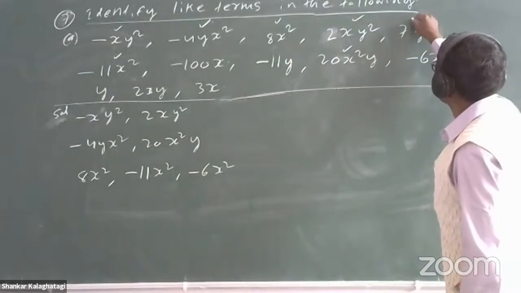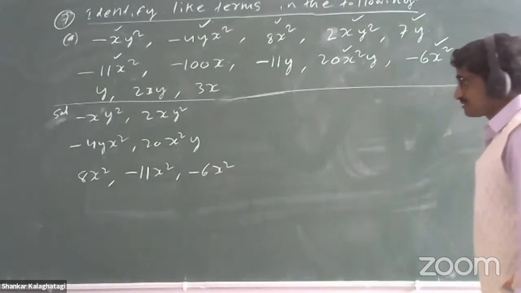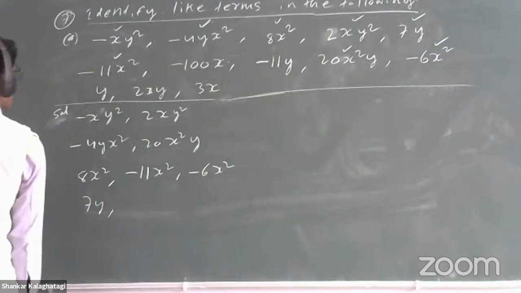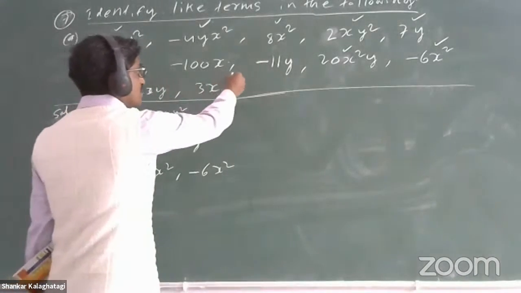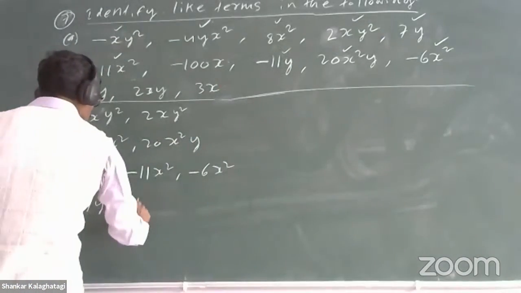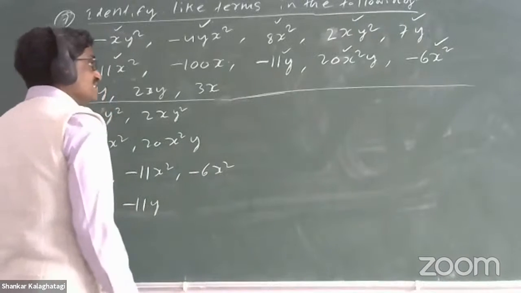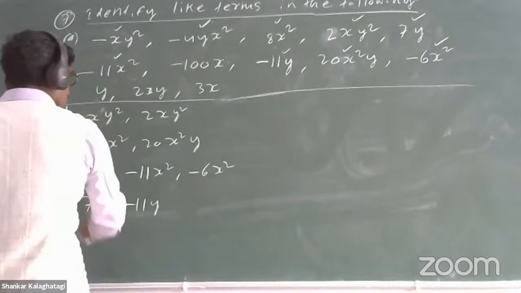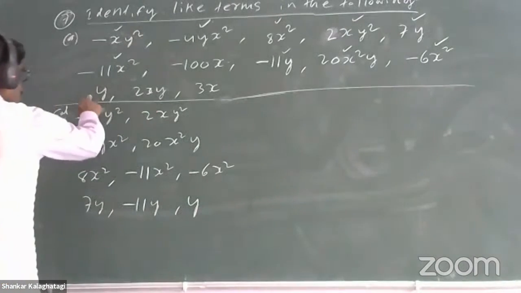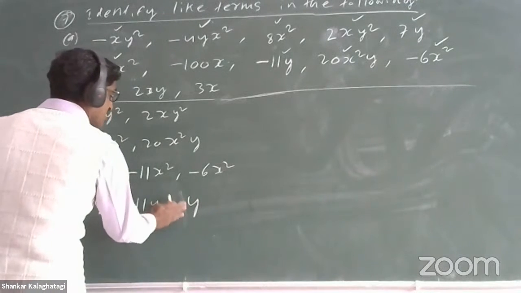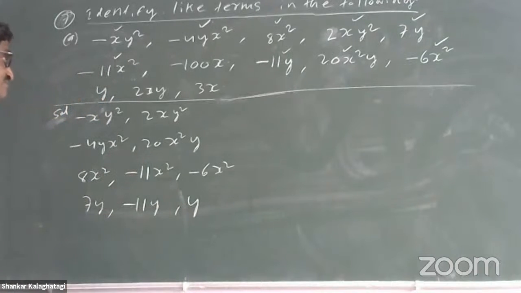Next, this one. 7y. Now y only. 7y, comma. Any other? Only one, sir. No, here it is. Minus 11y. You must see carefully, babies. And only y is there here also. Only y means one y. One we are not going to write in algebra. It is understood. Next.